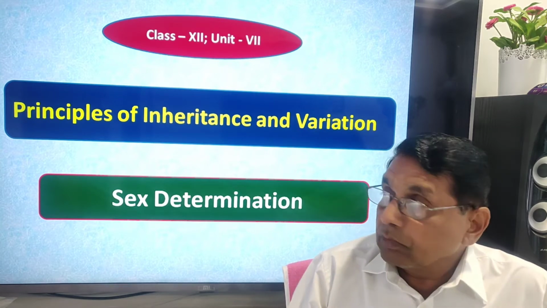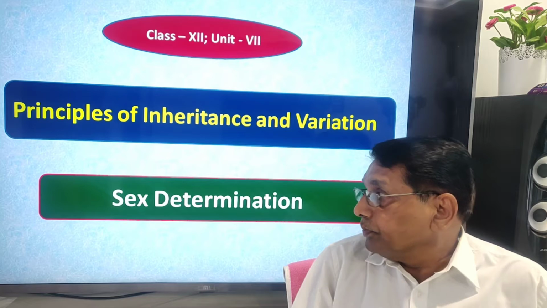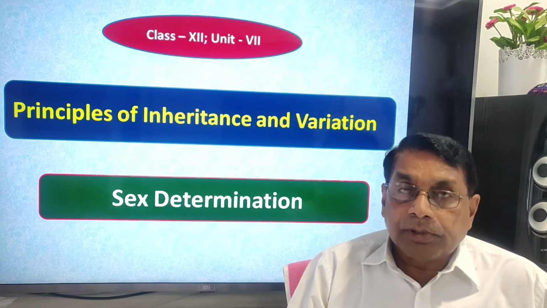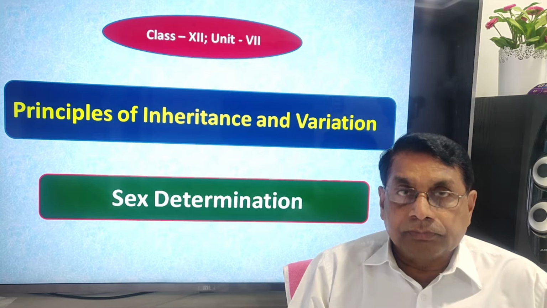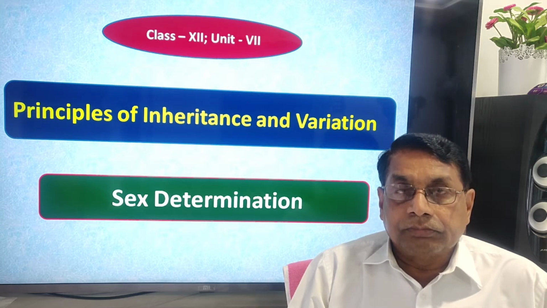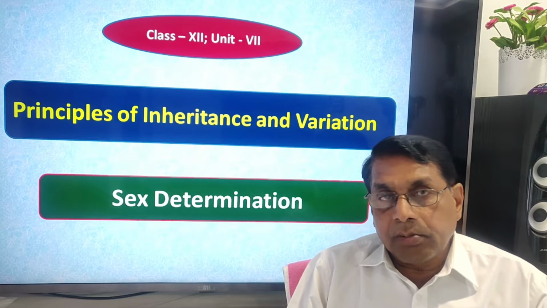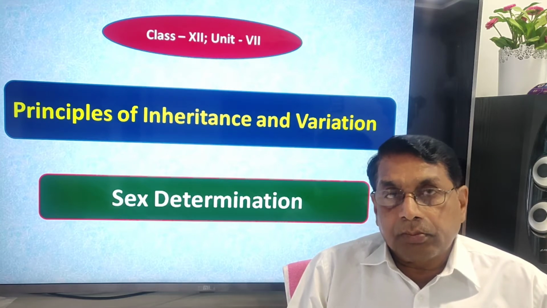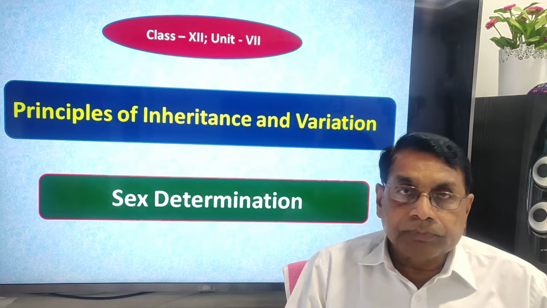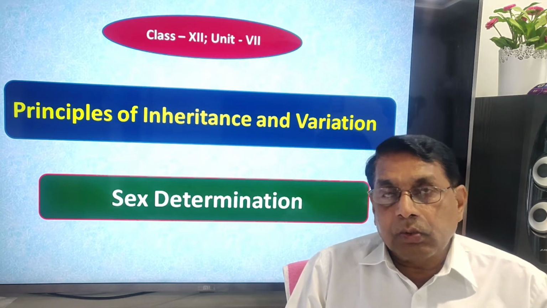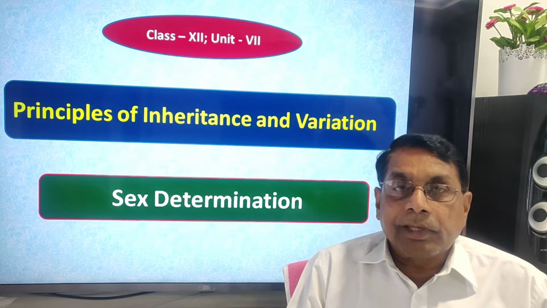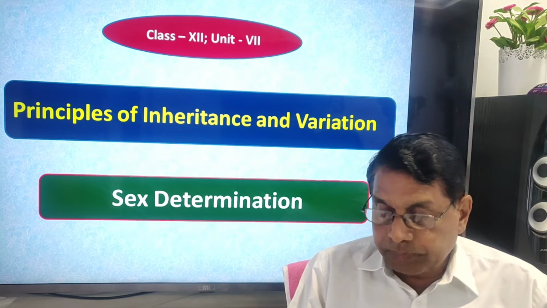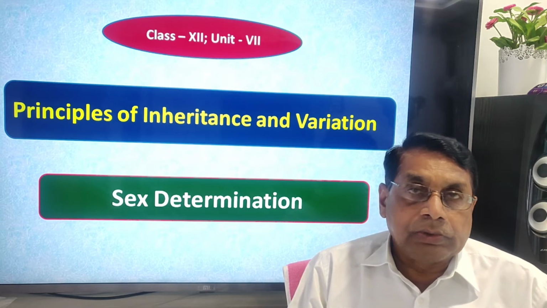Today, let us learn about sex determination in plants and animals. How the sex of the offspring is determined, whether it is male or female, in what proportion male and female are produced, especially at the chromosomal level, how the sex male and female is determined. These aspects let us try to understand.